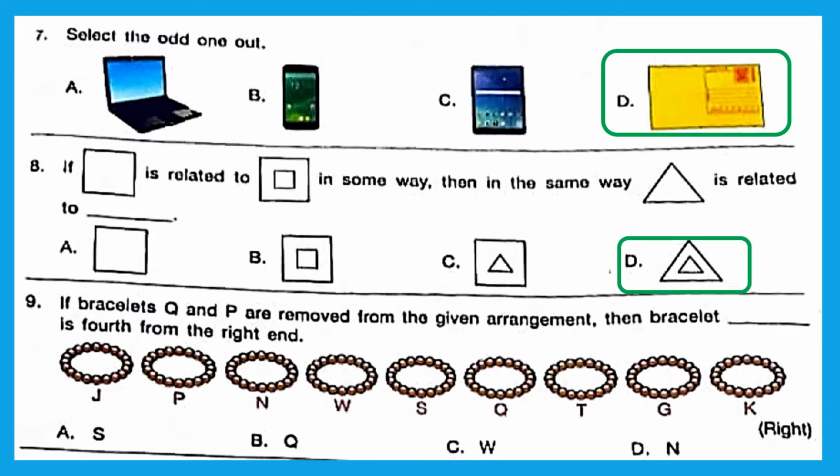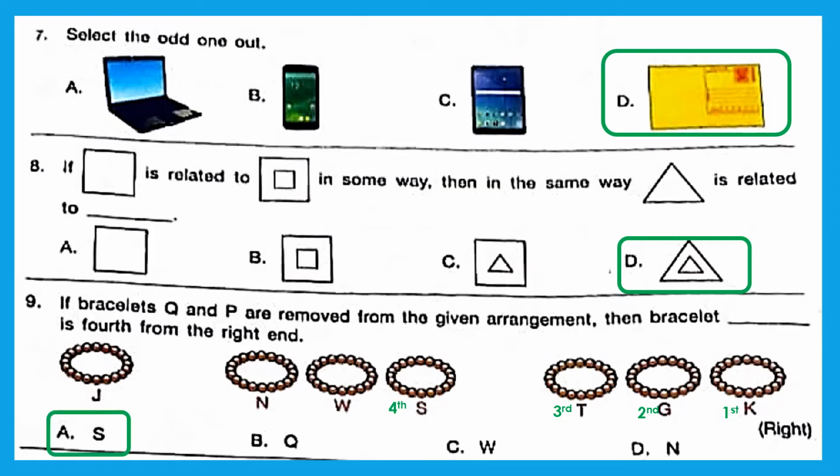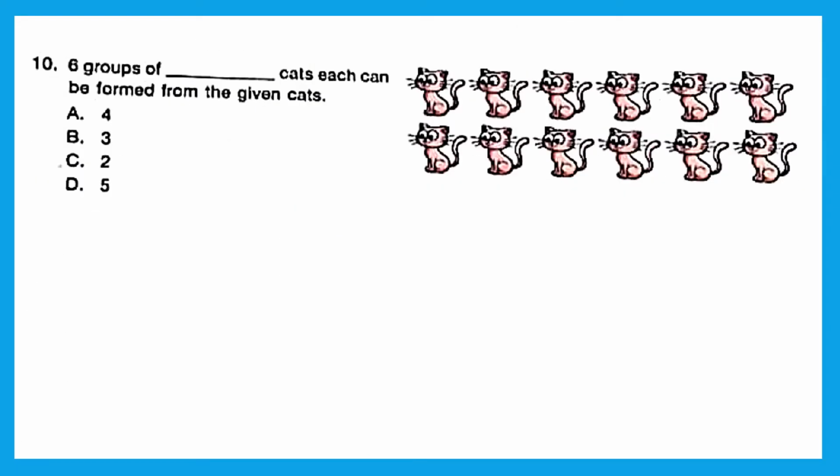Question 9. If bracelets Q and P are removed from the given arrangement, let's do that. Let's remove Q and P. Here it goes. Then bracelet dash is fourth from the right end. Where is the right end? I got that. Now let's count the fourth one. First is K, second is G, third is T and fourth is S. Option A, S is the right answer.